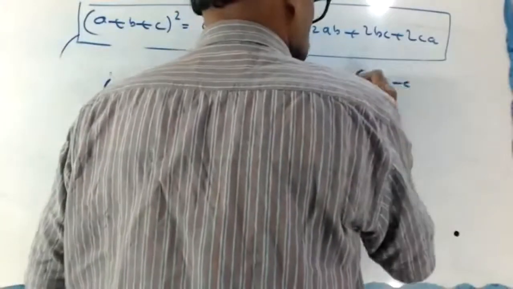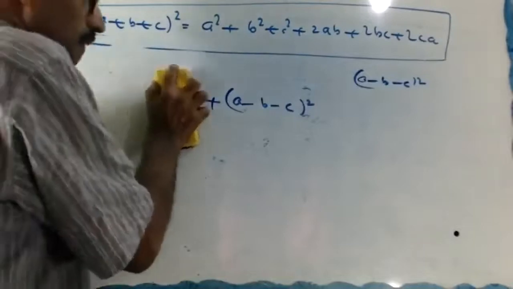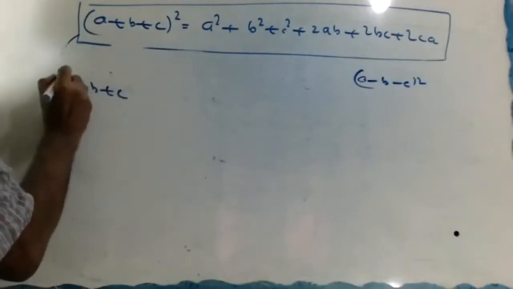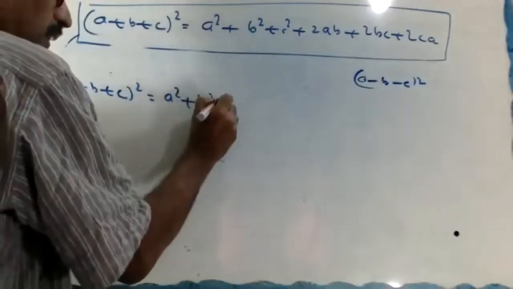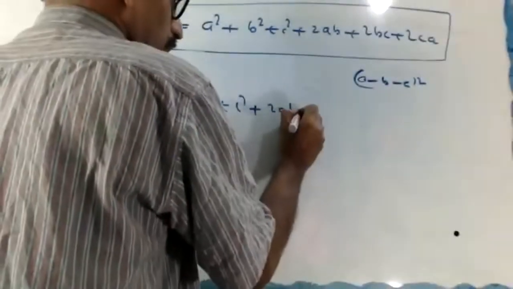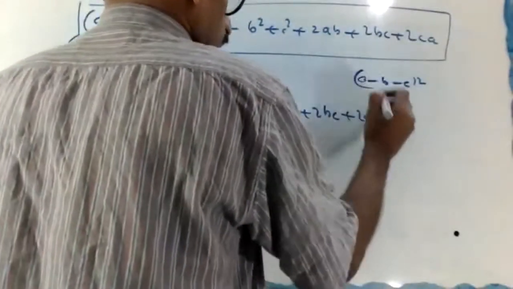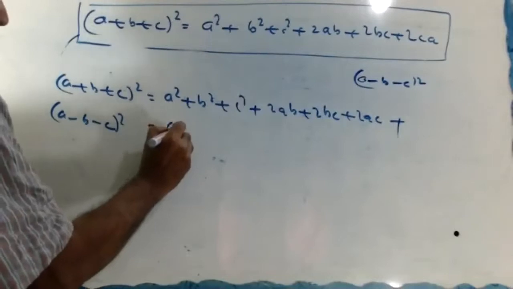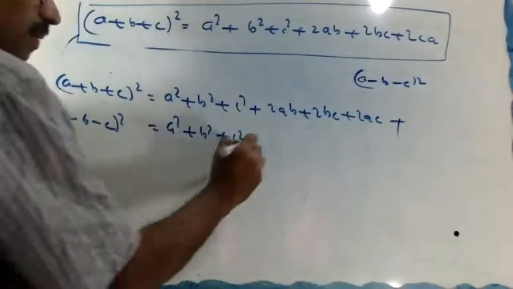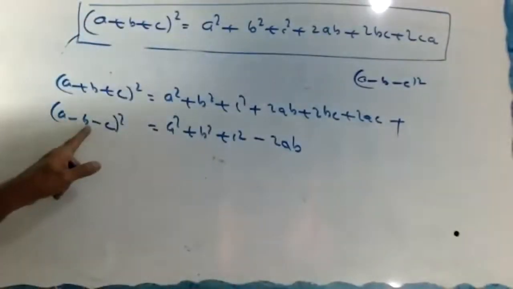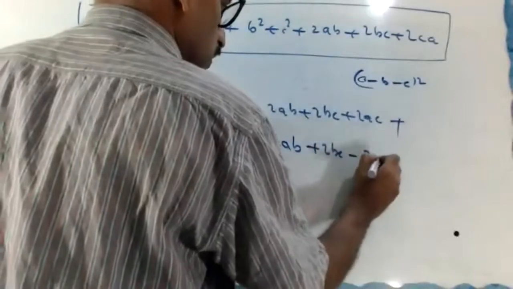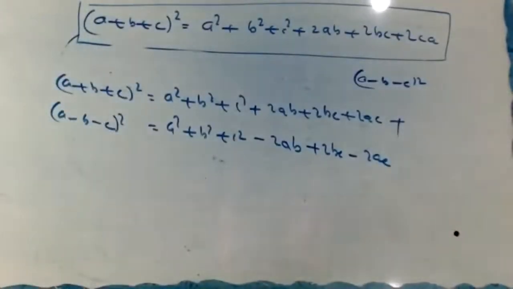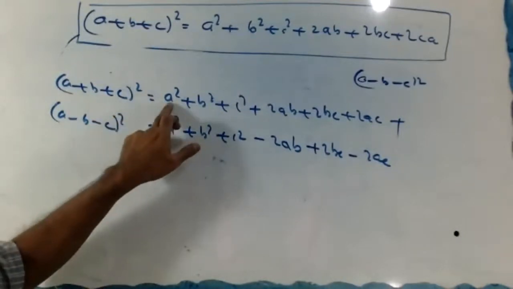So, a minus b minus c whole square. Okay, look, you find that first. Okay, listen. A plus b plus c whole square equal to a square plus b square plus c square plus 2ab, 2bc, 2ca. Plus a minus b minus c whole square equal to a square plus b square plus c square minus 2ab. Correct or not? Minus 2ab plus 2bc minus 2ac. This part agree or not? Check all. First of all, a plus b plus c whole square is a square.